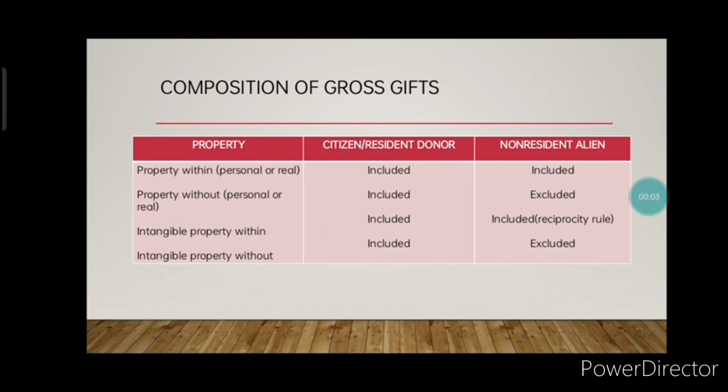For the composition of gross gifts, we have here the classification of donors. We have the citizen or resident donor. So this is composed of a resident citizen, non-resident citizen, and a resident alien. On the other side, we have here the non-resident alien. So when we say the property is located within or outside the Philippines, they are included in the gross gifts amount if the donor is a citizen or a resident. Whereas for a non-resident alien, the inclusions are only the property within the Philippines. And for the intangible property, they are subject to the reciprocity rule.